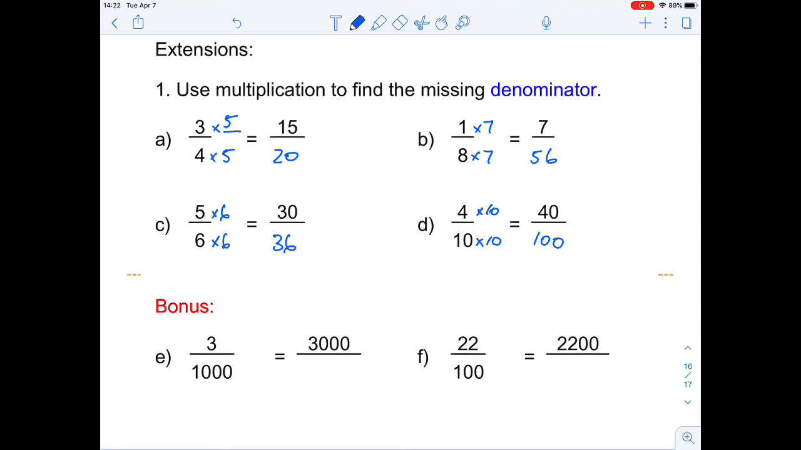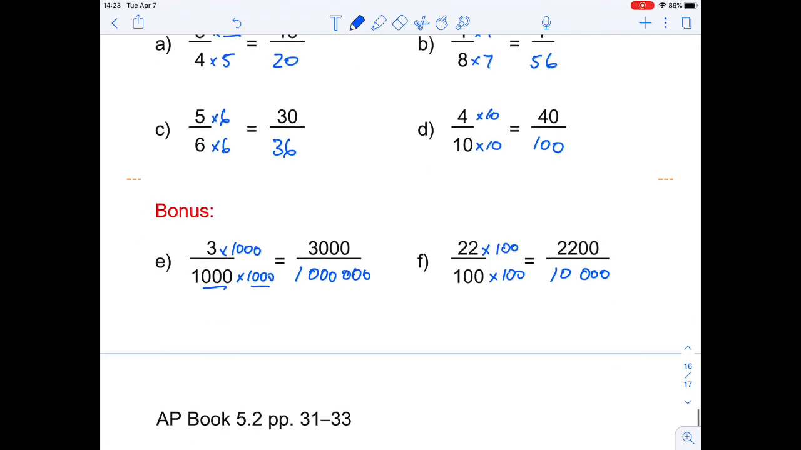And some big bonus numbers, times 1,000. 1,000 times 1,000, I've got 3 zeros. Altogether, I've got a number with 6 zeros. That is 1,000,000. And up here, I multiply by 100. So I multiply by 100 here. 1 with 4 zeros would look like that, 10,000.